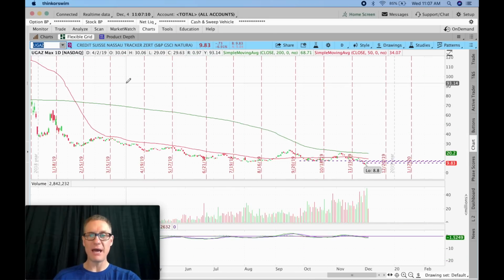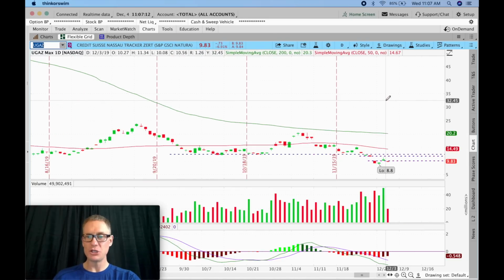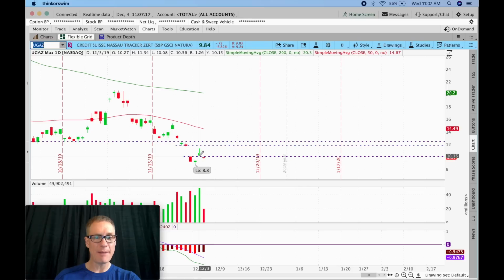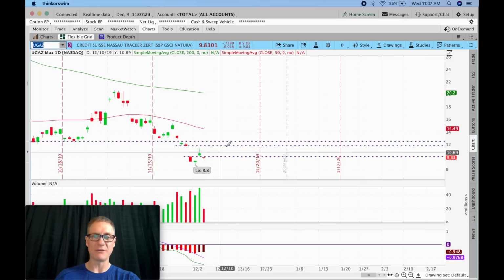I want to take a peek at that, and then we'll look at DGAZ as well, just checking them out to see what the support levels are looking like. So today we got the gap, or yesterday we got the gap up, pushed up higher, and now today we got the gap down and we're just sort of hanging out.